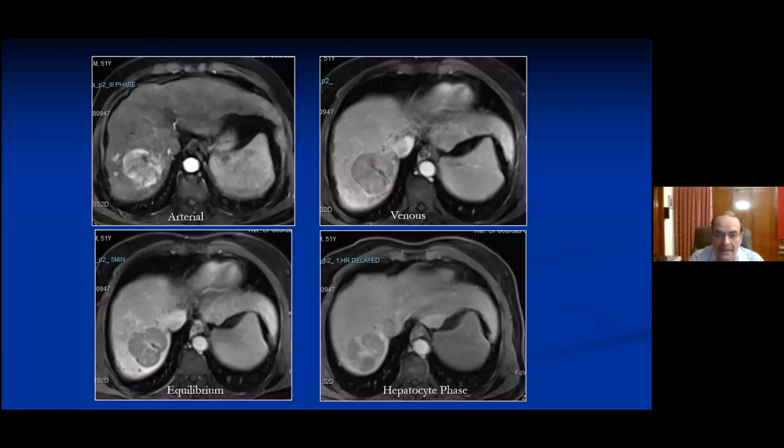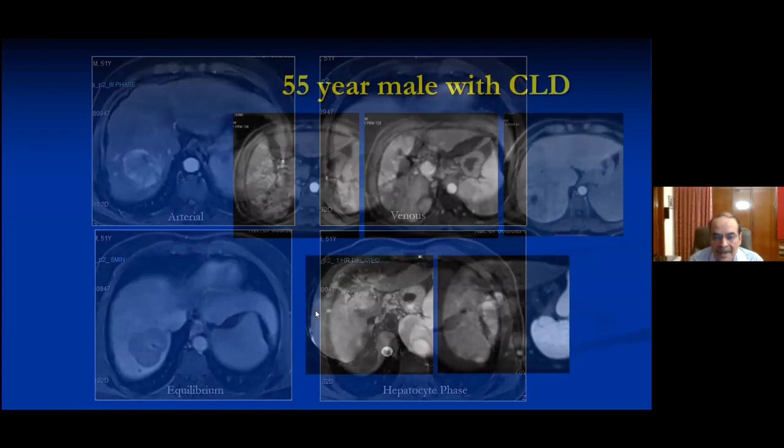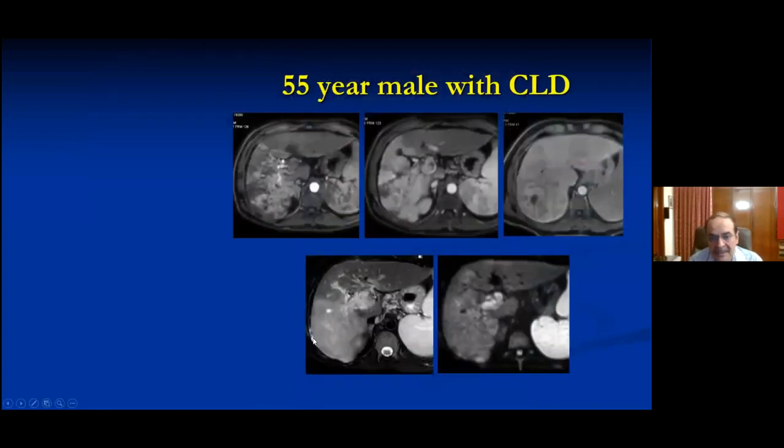Let's try and assign a LIRAD category to this, another example of a focal lesion in a cirrhotic liver. This is the arterial phase, showing you a lot of enhancement in the arterial phase.